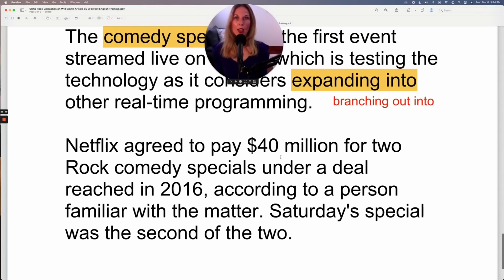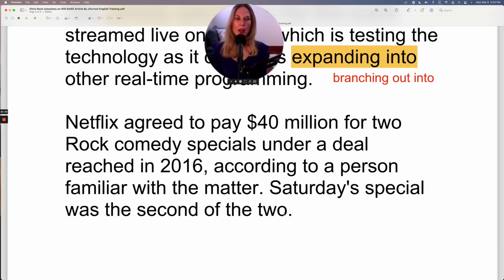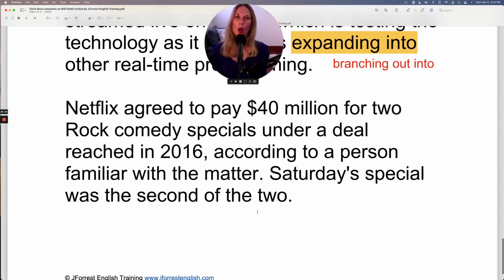Netflix agreed to pay $40 million for 2 Rock comedy specials under a deal reached in 2016, according to a person familiar with the matter. Saturday's special was the second of the 2. Okay, so Selective Outrage was the second special. There was another special before that. I don't know if it was also called Selective Outrage or if it had a different name. And Netflix paid Chris Rock $40 million for the 2 TV specials.